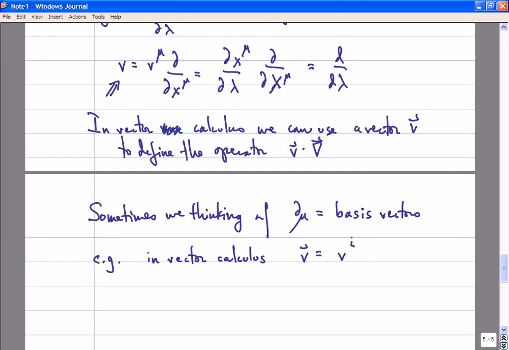And then if you have some set of basis vectors, then the basis vectors would be given by e, and they'd be labeled by an index i that runs over the 3 different bases, say, x, y, and z. And then the components of the vector in that basis would be given by the formula v is equal to v^i contracted with e_i.